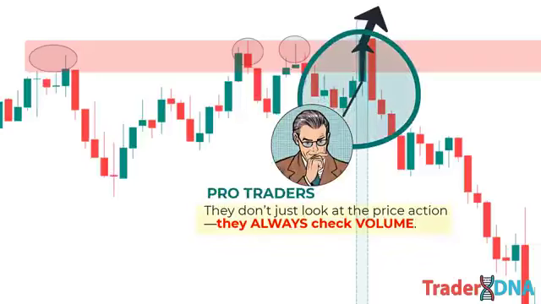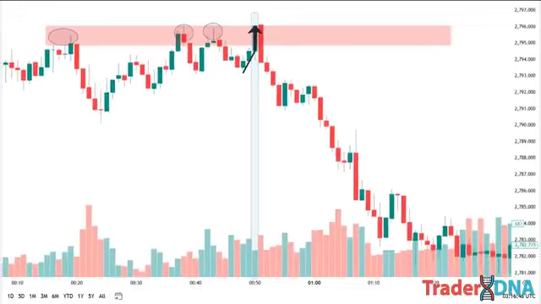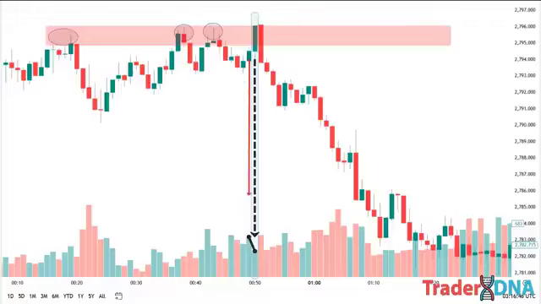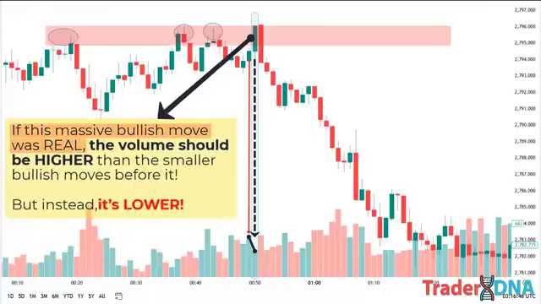They don't just look at the price action, they always check volume. They know that true breakouts need strong volume support. So, they analyze whether this move is backed by real market participation or if something shady is going on. And sure enough, look at the volume! This strong bullish candle is actually running on lower trading volume than previous bullish candles, even the small ones. Hold up! If this massive bullish move was real, the volume should be higher than the smaller bullish moves before it, but instead, it's lower.